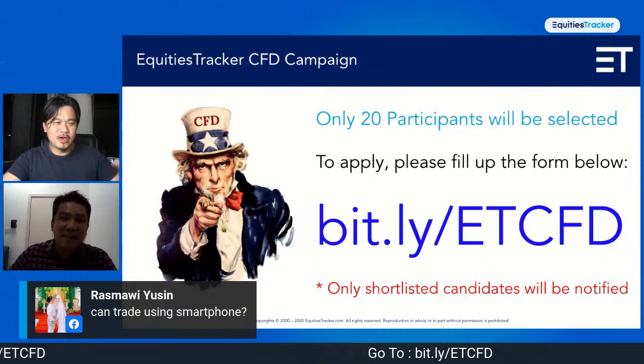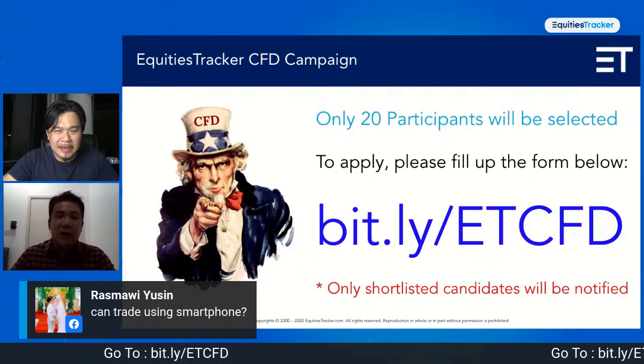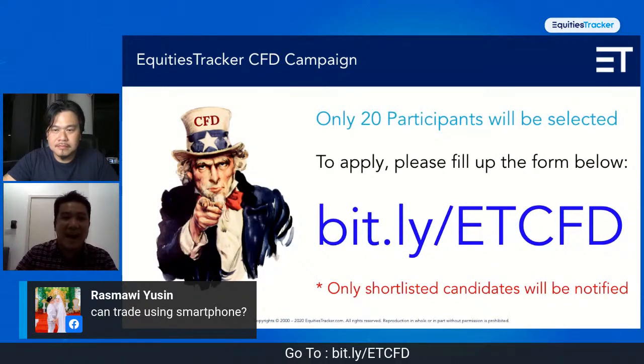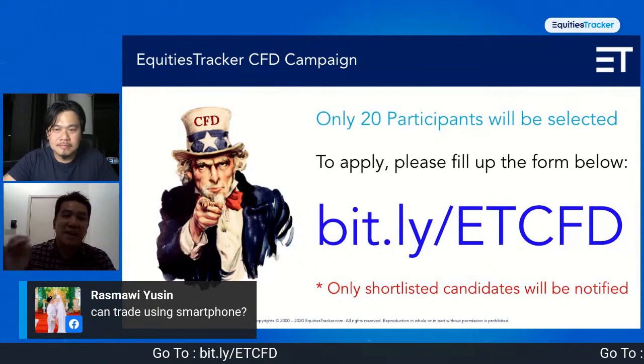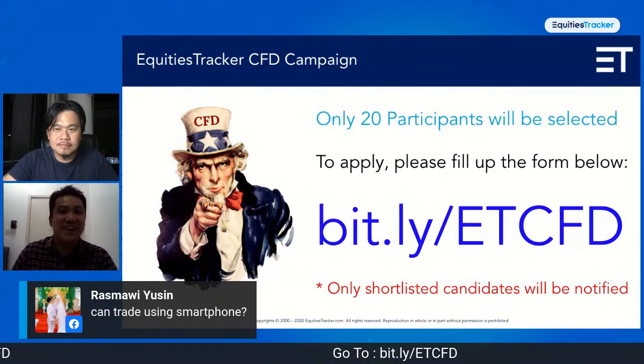But for a better experience, we recommend using a proper screen, because in trading you need a lot of descriptions, bid, ask, everything. You need a lot of columns, so it's best to use a proper screen.